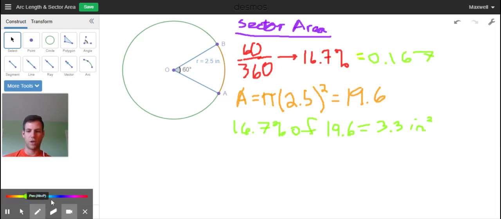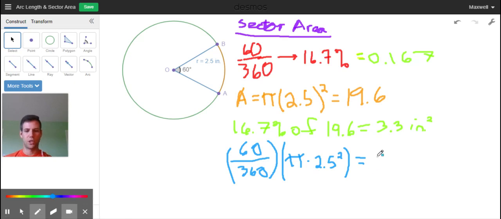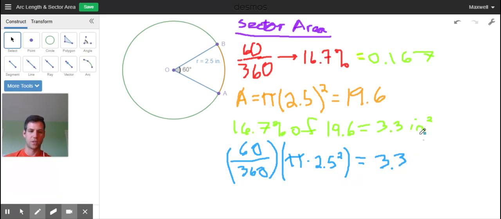Now, if I wanted to generalize this to a formula, I could take this fraction, 60 over 360, and then I am getting the percent from that part, the 16.7%, and then I'm multiplying that by my area of pi times 2.5 squared. And that gives me my answer for sector area, which ends up equaling 3.3 as we saw above.